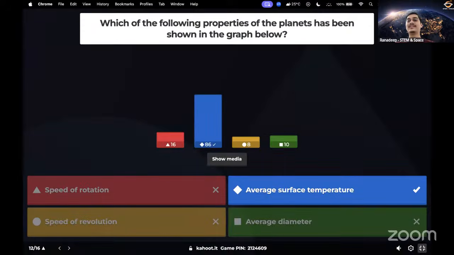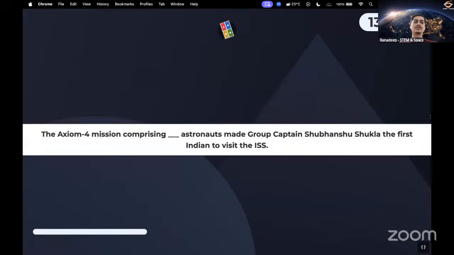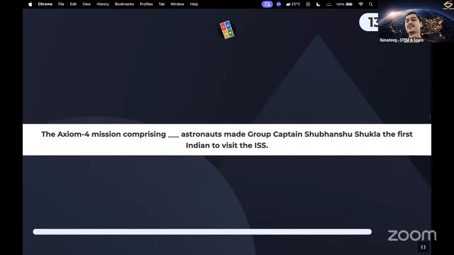Okay. So with that, let's move to the 13th question. The Axiom 4 mission, comprising four astronauts, made Group Captain Shubhanshu Shukla the first Indian to visit the ISS.